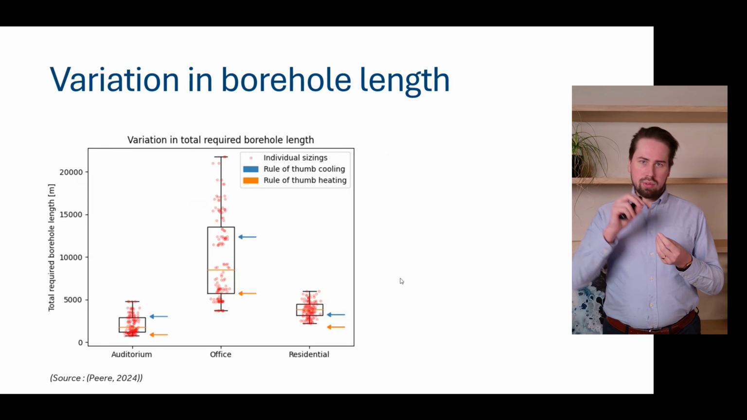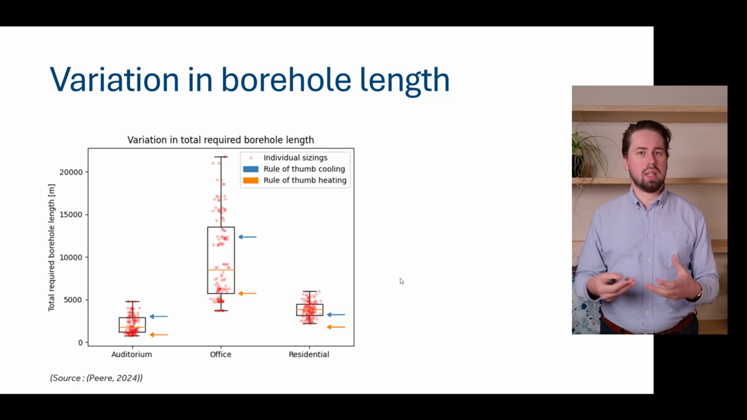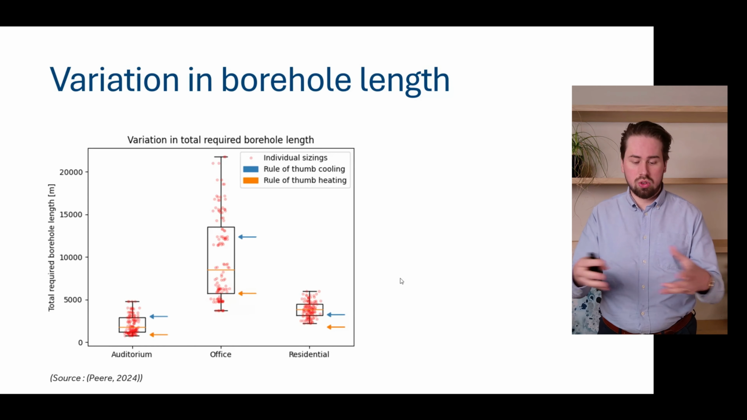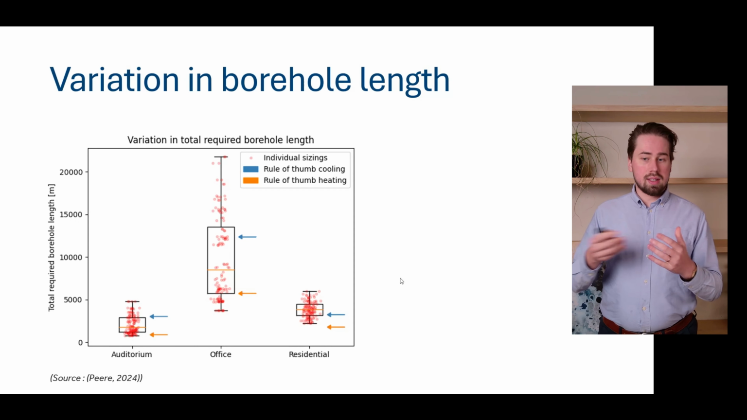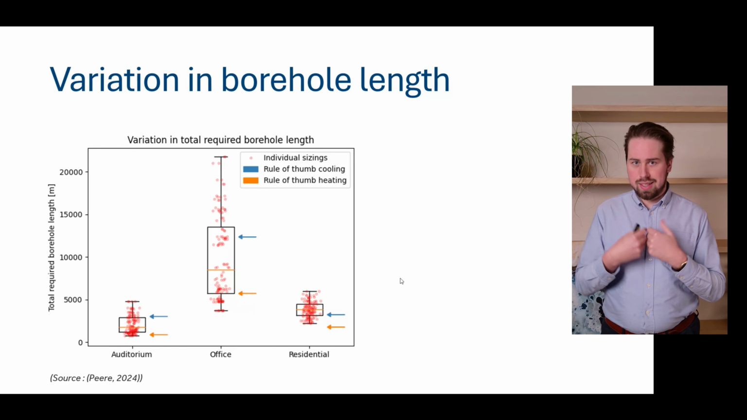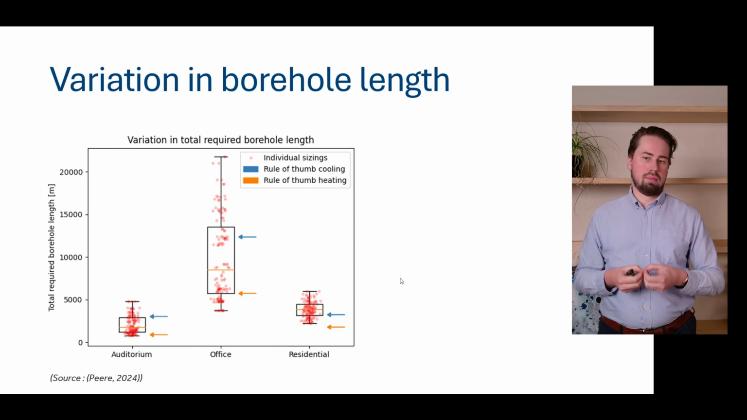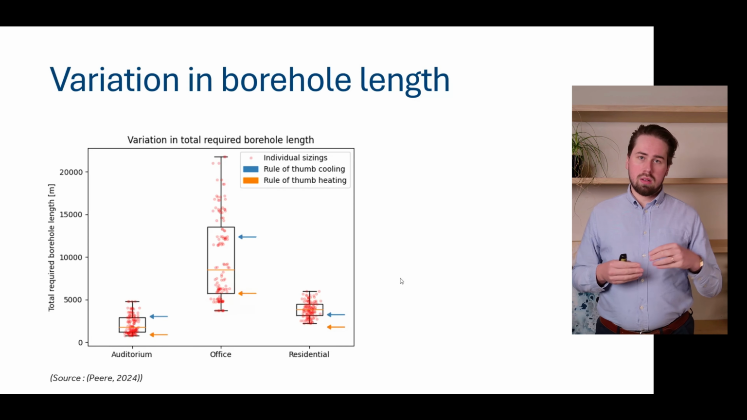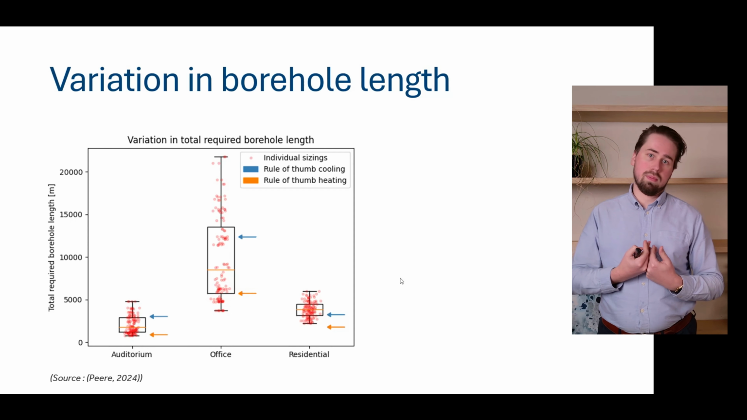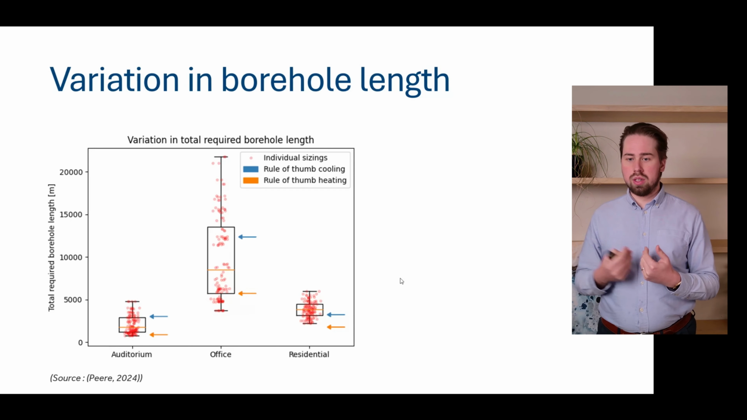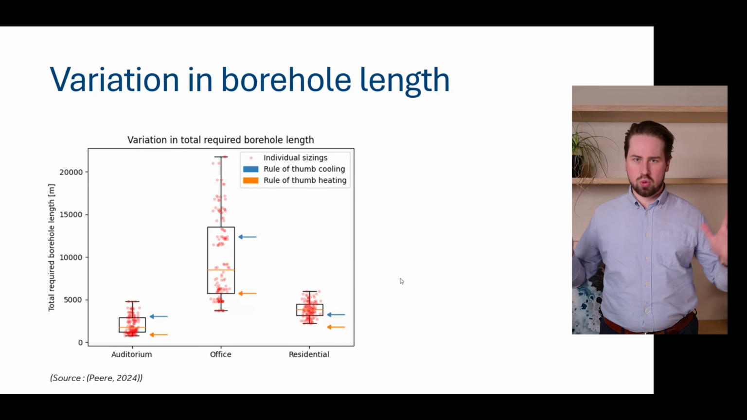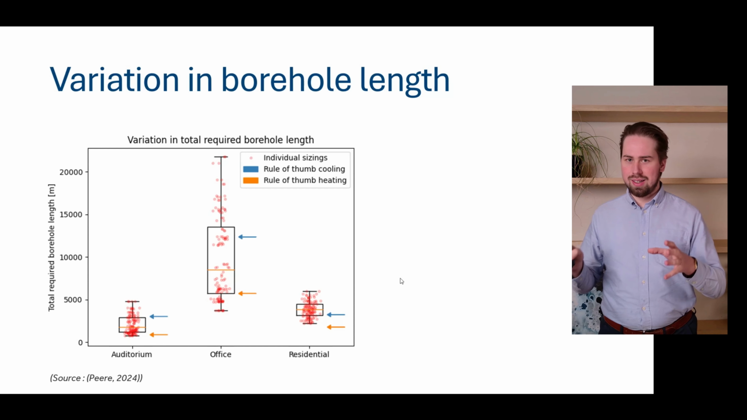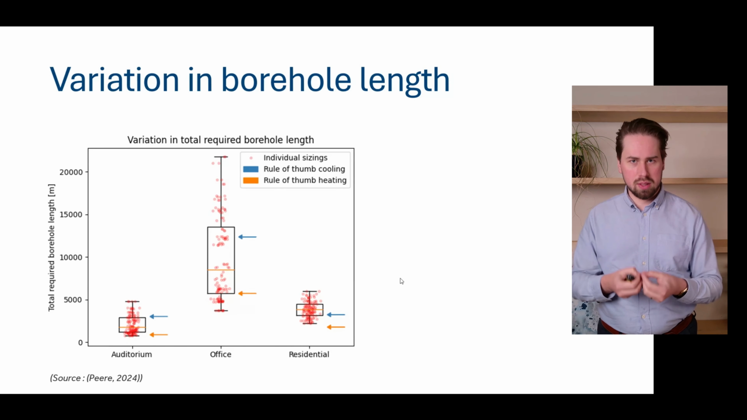So what you can see is every red dot is a real simulation. It's a real situation that you can come across when we install the same building at each of these different project locations. And you can see that for the auditorium, depending on design choices you as a borefield designer can make, your design is somewhere between 1,000 and 5,000 borehole lengths. Whereas for the office, it's between 5 and 23,000, for example. So there is an immense range determined by factors you as a designer have influence over.